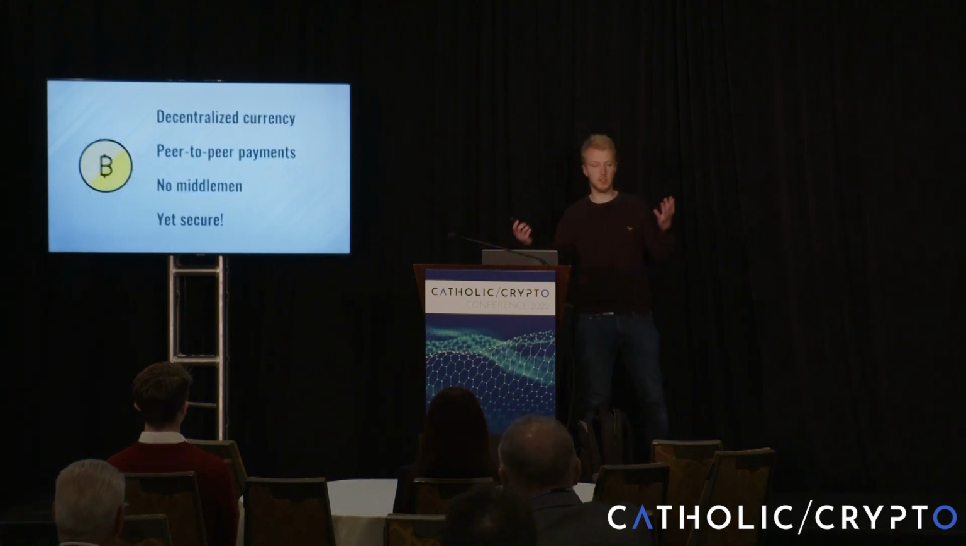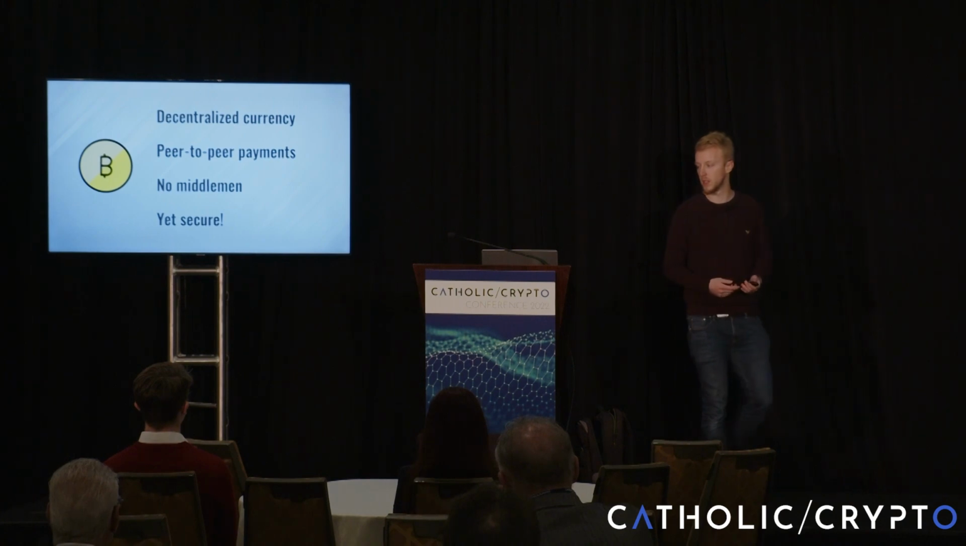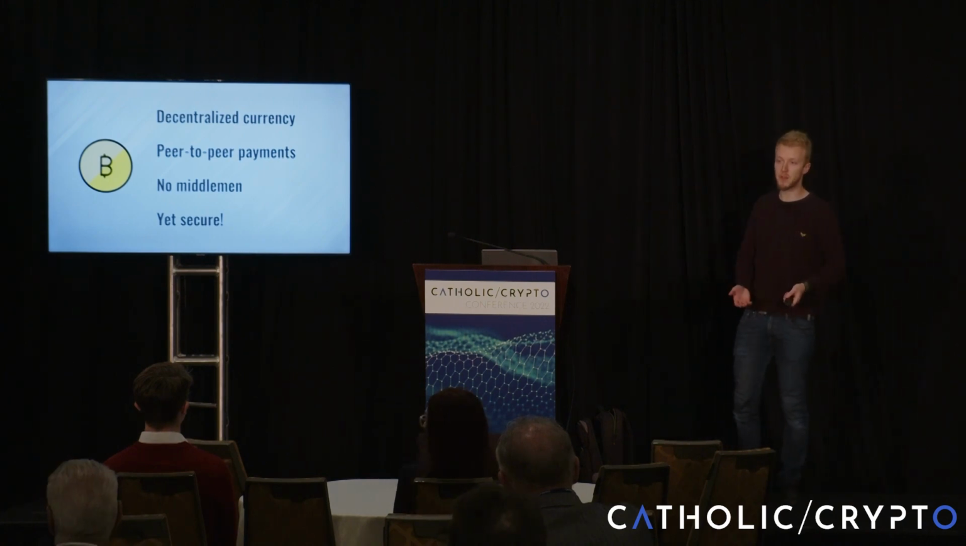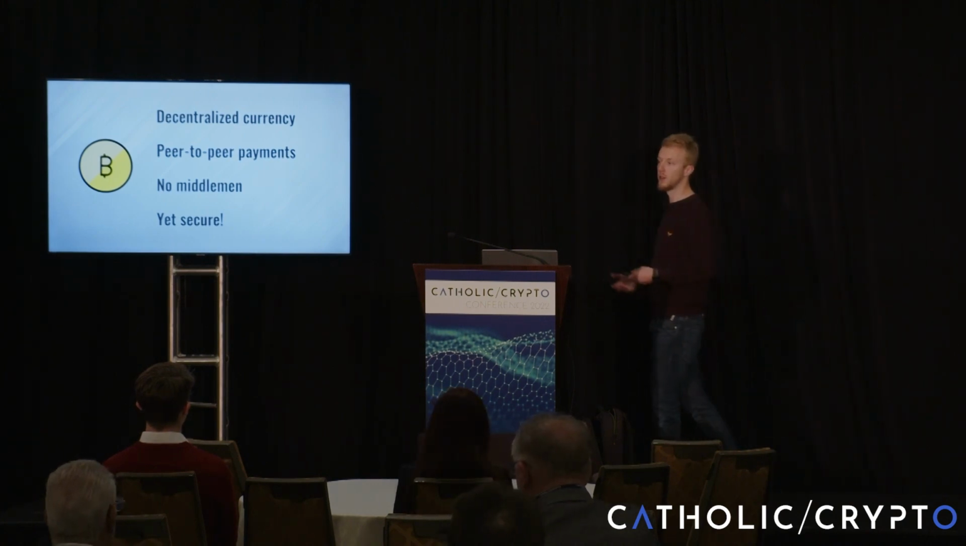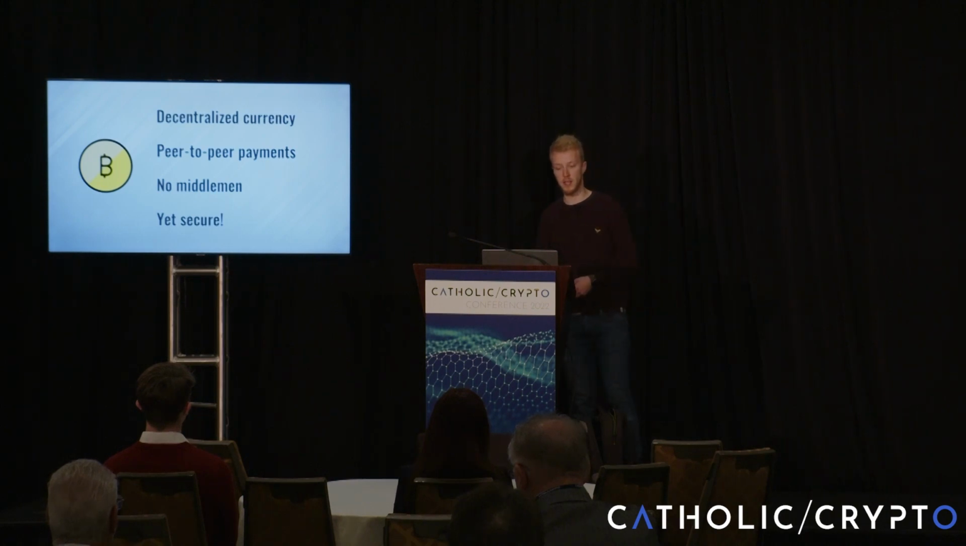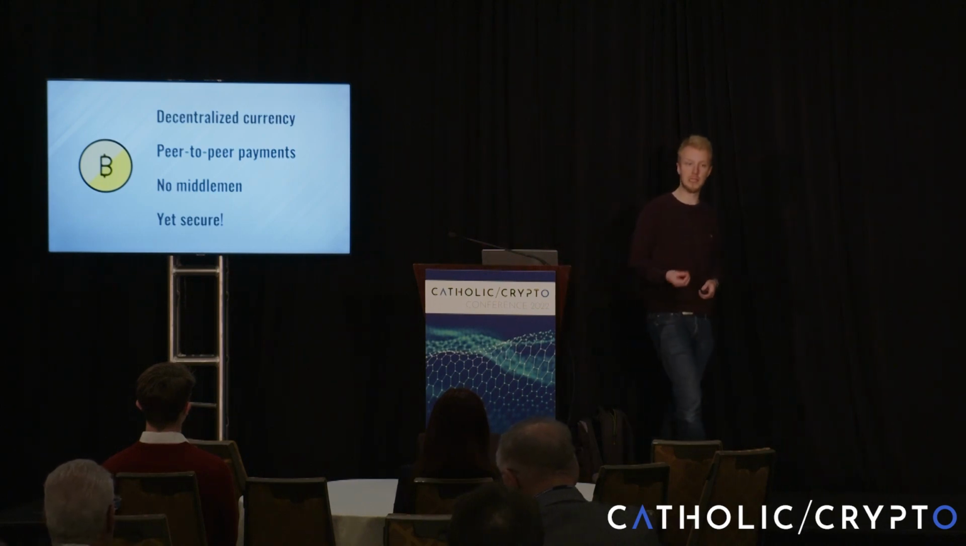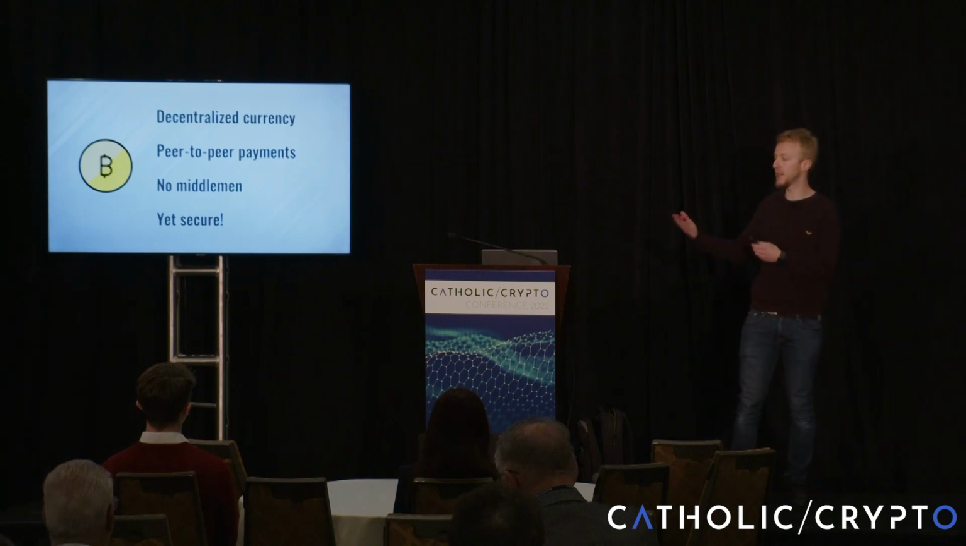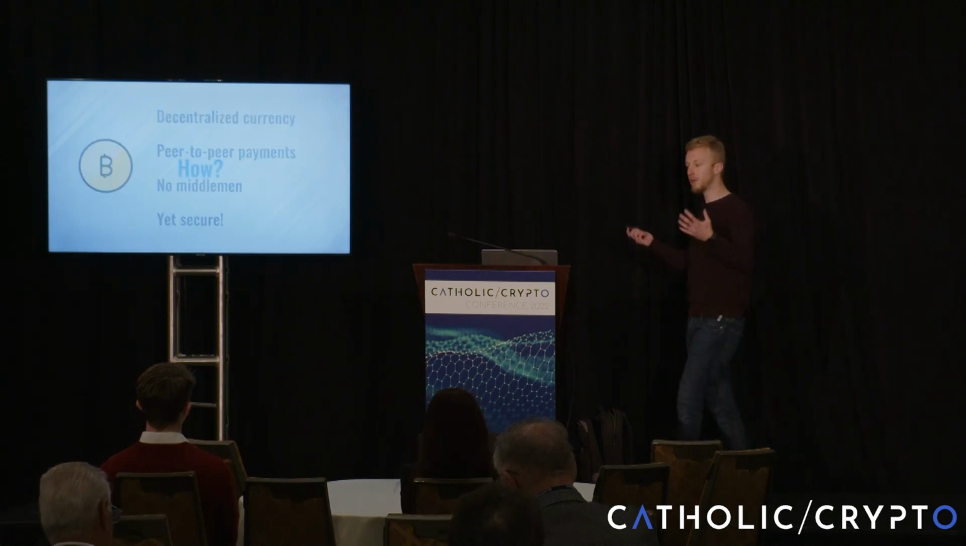A cryptocurrency is a decentralized form of a currency. It allows us to send payments to people directly, peer-to-peer, without middlemen, no banks. And yet, it is still completely secure. There are no middlemen, and it is secure. So how does that work?